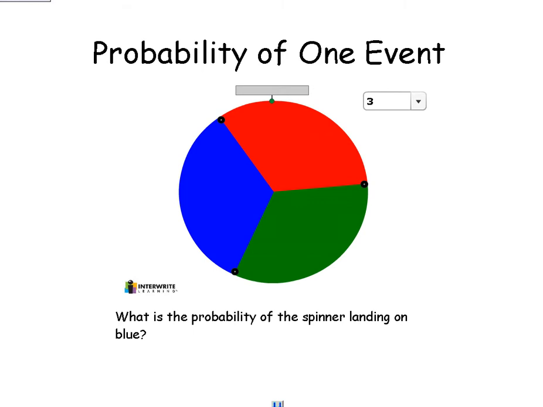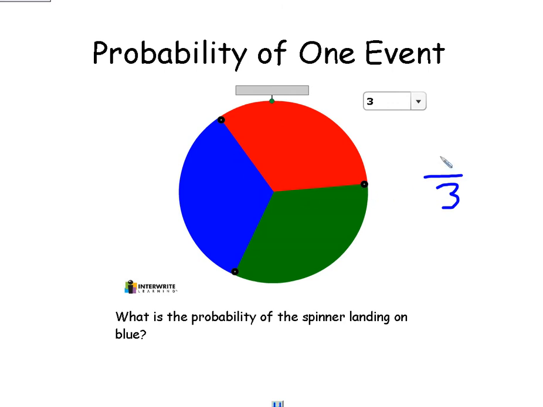This is the help video for determining the probability of two independent events. And we're going to start with determining the probability of just one event. I have a spinner with 3 equal spaces on it. So for writing probabilities, that's the number of possibilities I have that make up one whole spinner, and they're all equal amounts.